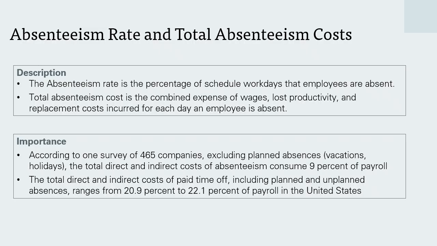The first metric I recommend for the organization to track is absenteeism rate and total absenteeism cost. The absenteeism rate is the percentage of scheduled workdays that employees are absent. Total absenteeism cost is the combined expense of wages, lost productivity, and replacement costs incurred for each day an employee is absent. These metrics are important to track because the organization can absorb these costs over time.